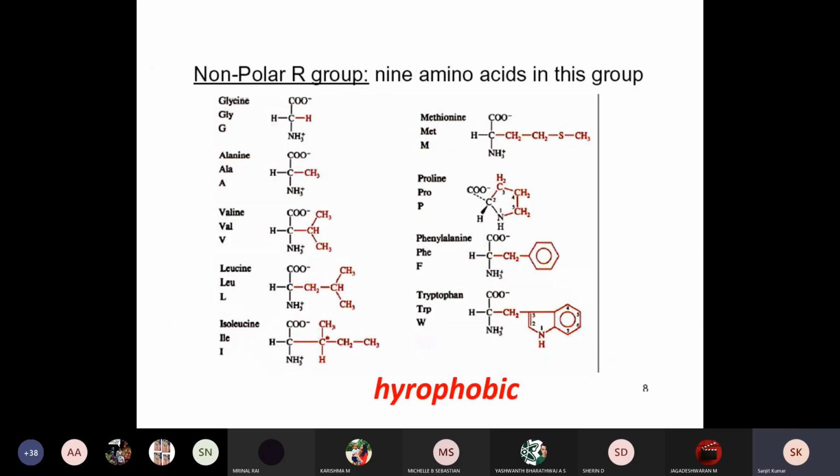Non-polar amino acids are hydrophobic groups: glycine, alanine, valine, leucine, isoleucine, methionine, proline, phenylalanine, tryptophan. One thing is clear, I am not going to ask in your exam that you draw the tryptophan structure or the phenylalanine structure. I am not going to ask this type of question. So no need to draw these structures, but you have to remember what is proline, what is tyrosine, what is tryptophan, for your knowledge. That is important.